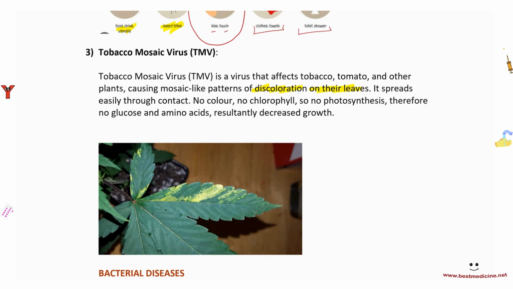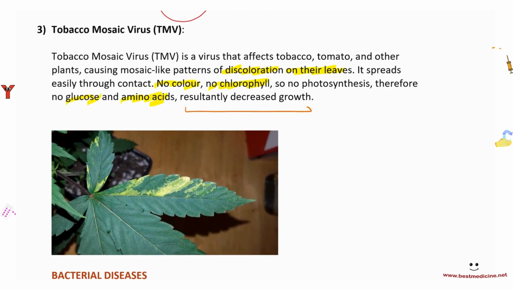So when the leaves are discolored, when there's no chlorophyll, no color means no chlorophyll, then what happens is that there's no photosynthesis, right? And when there's no photosynthesis, then you're not able to produce any glucose, any amino acids, and resultantly, there is a decreased growth of the plant, right? Decreased growth. Nowadays, what the scientists are trying to do is that they're trying to use something called selective breeding, which is covered in ecology.